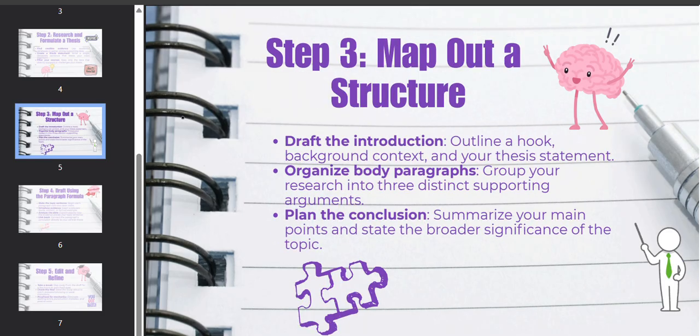Then we have map out a structure, draft the introduction, outline a hook, background context, and your thesis statement, organize body paragraphs, group your research into 3 distinct supporting arguments, plan the conclusion, summarize your main points, and state a broader significance of the topic. Now, this is basically what I said before. Usually, this comes with an introduction, 2 to 3 body paragraphs, and then your conclusion.